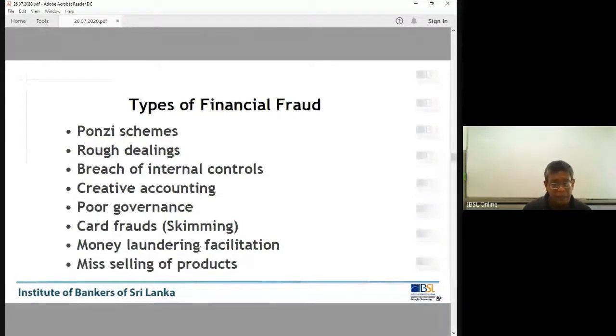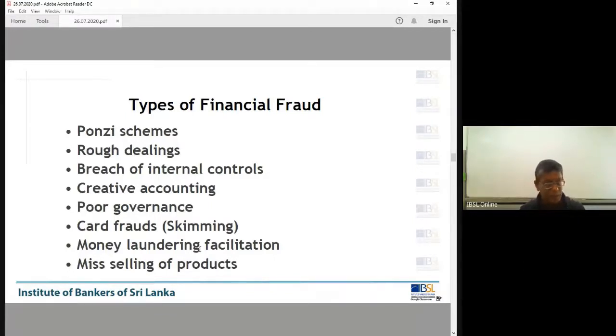Misusing of certain funds, breach of internal control, financial fraud, creative accounting, as I told you, poor governance, card frauds, money laundering, mis-selling. Now, mis-selling, of course, is trying to sell products to a customer without telling the real facts to the customers. That also, remember, is financial fraud, right? So, poor governance, then creative accounting, right? Showing high profit figures to customers or maybe interested parties is also financial fraud, right? Okay.